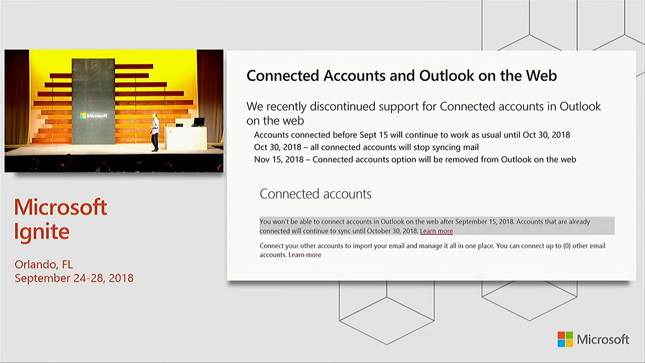All right, another change that's coming quickly is we have recently discontinued support for connected accounts in Outlook on the web. A connected account would be like a third-party account or some other mail account where you want the mail to come into your Outlook web app account. Effective October 30th, which is just a month and a couple days from now, all connected accounts that you have in there will stop syncing mail.